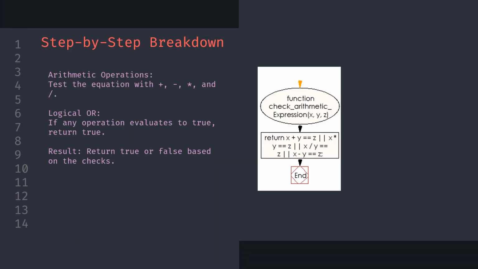The function evaluates the equation with each arithmetic operator. If any evaluation returns true, the function concludes that the dollar symbol can be replaced with that operator.